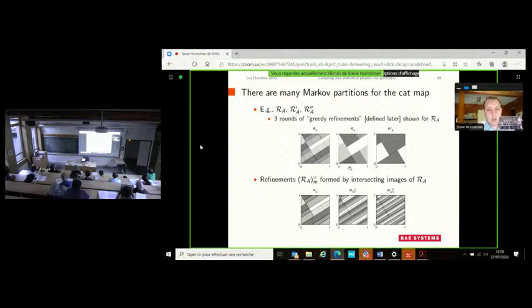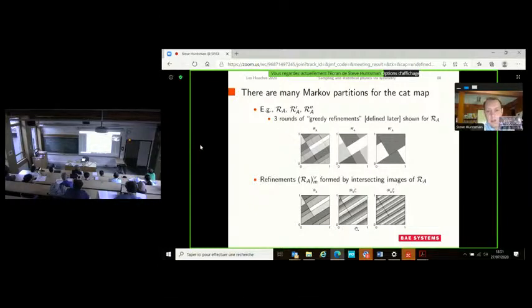So this one has 5 rectangles. This one has, if I recall, 4 rectangles, and this one has 2. And on the leftmost example, I'm showing dotted lines that indicate where there are what I'll call greedy refinements later on. But first I'll talk about more basic notions of refinement. So you take one of these Markov partitions and you push it forward under the time evolution map, and you intersect the images, and you'll get smaller and smaller rectangles. So if you do that for this partition R sub A, this is the result.